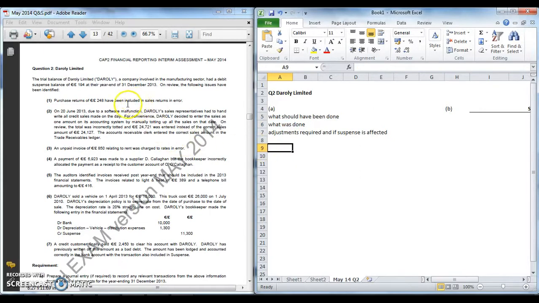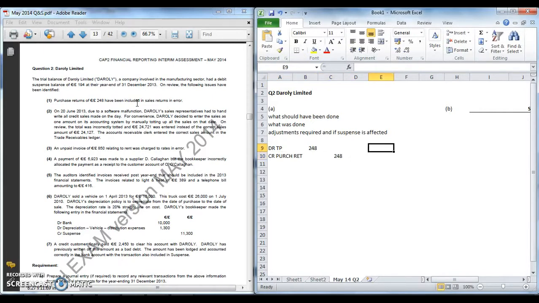So the first one, we're told purchase returns of €248 have been included in sales returns in error. So you can ask yourself, what should have been done? Well, if it was purchase returns, you should have debited trade payables of 248, and you should have credited purchase return of 248. So that's what should have been done.